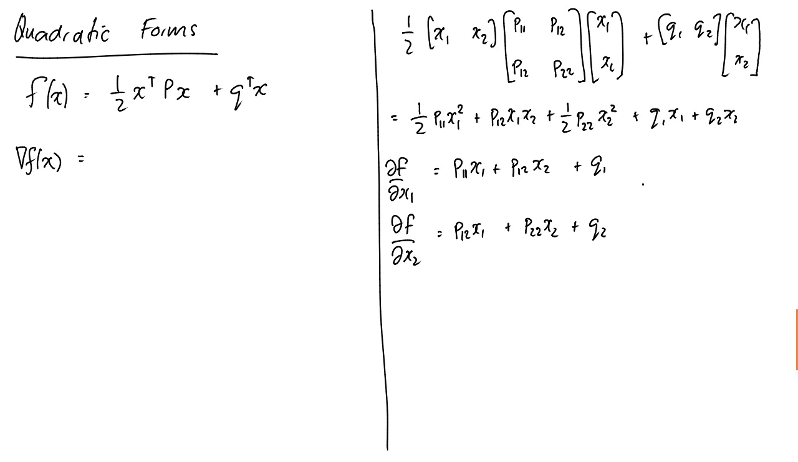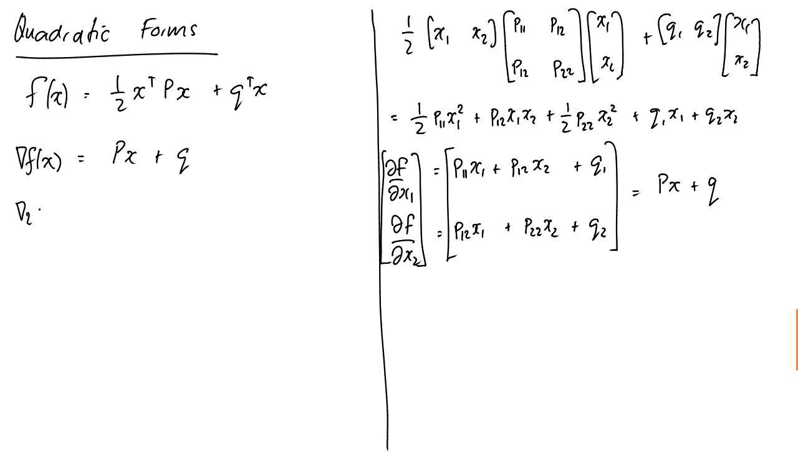And we can write that in matrix form as, well, this here is just P times x plus q. So the gradient, how about we write it like this? That's our gradient, that's the vector form, and we can write it as a simple matrix expression like this. So it has this nice matching format to what you expect from single variable functions.